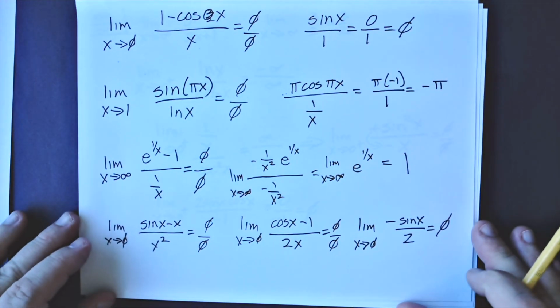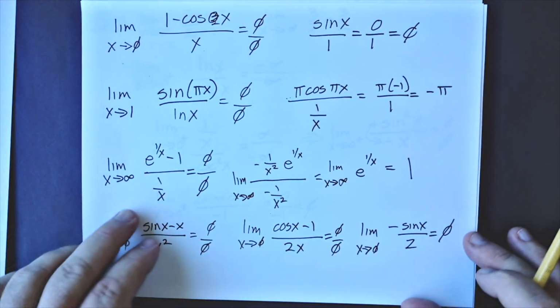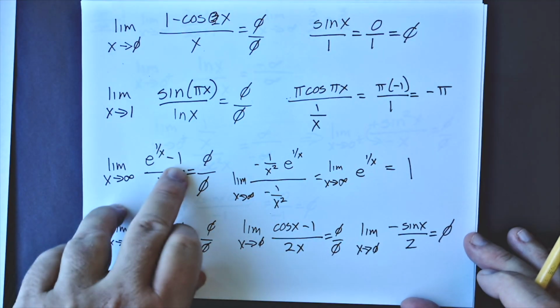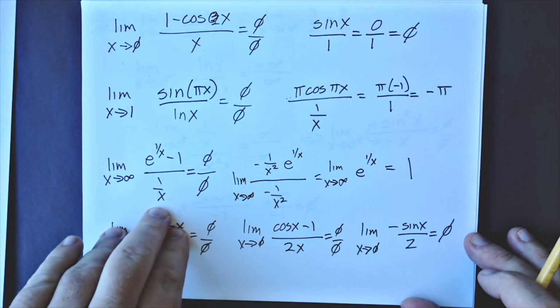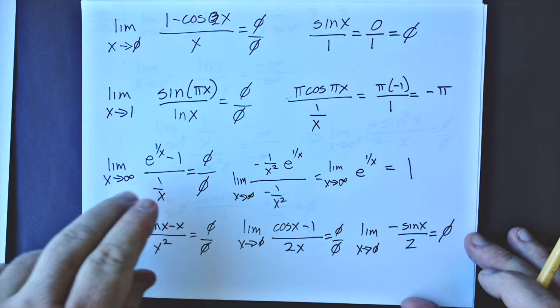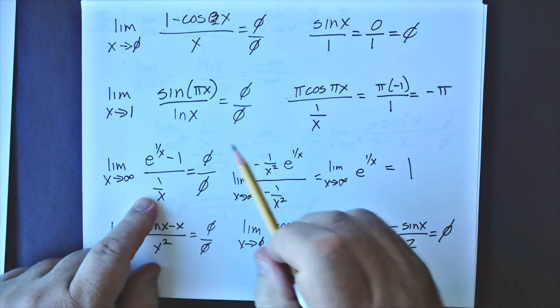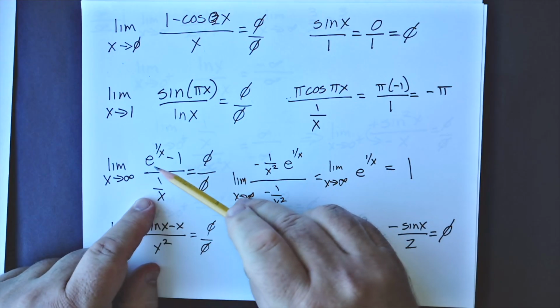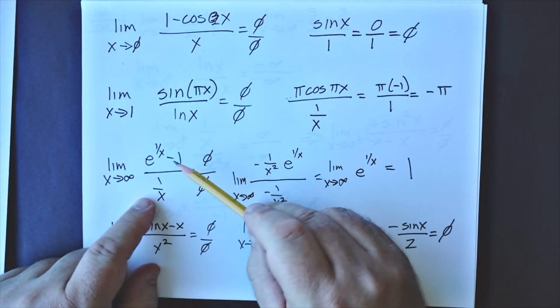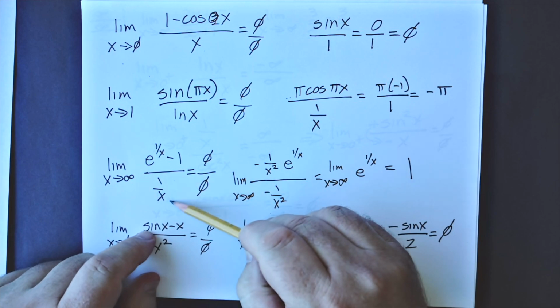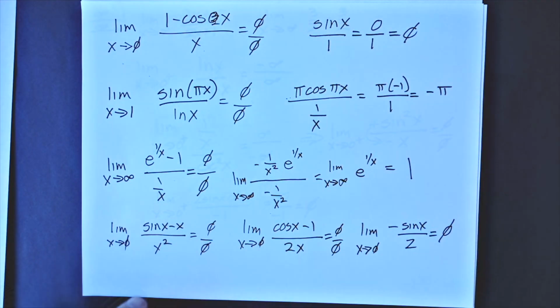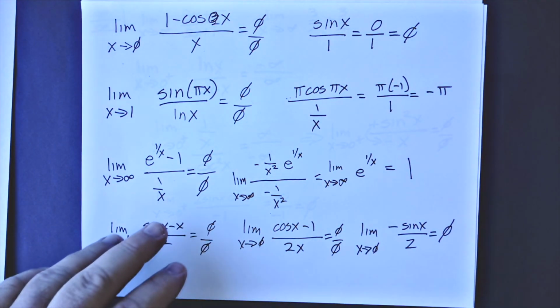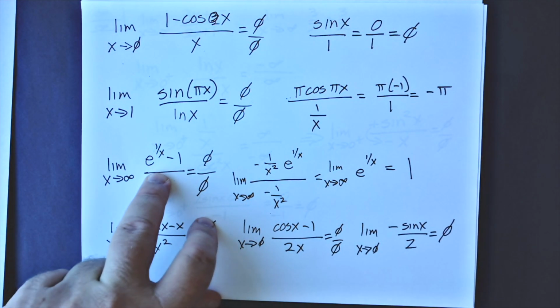Down here, this one's getting a little tricky. We've got e to the 1 over x minus 1 over 1 over x. This is the limit as x goes to infinity. So this would be 1 minus 1, so that's 0, because e to the 0 is 1, right? And 1 over infinity is also a very tiny number, which is 0. So now we have to evaluate this. Well, this is chain rule.